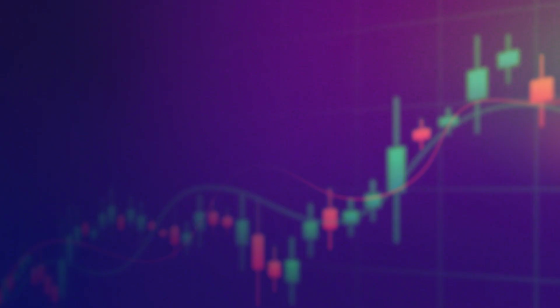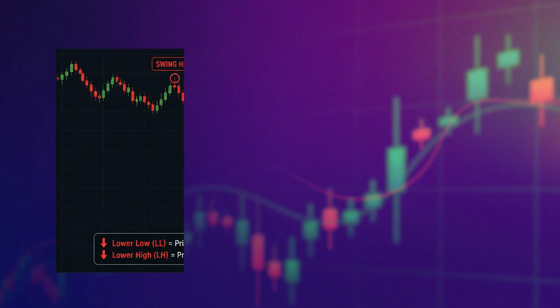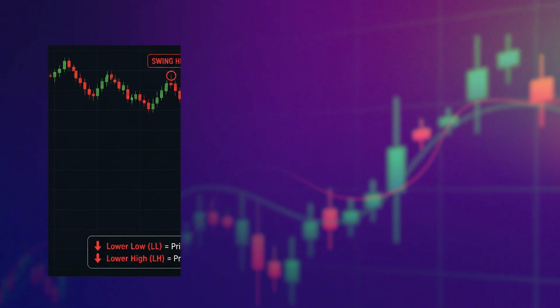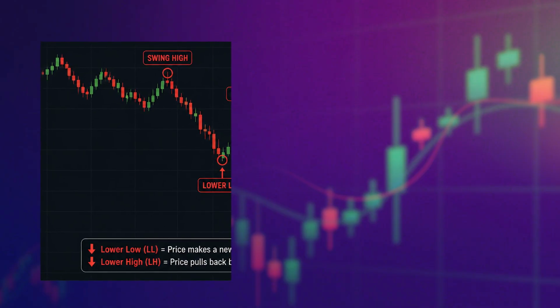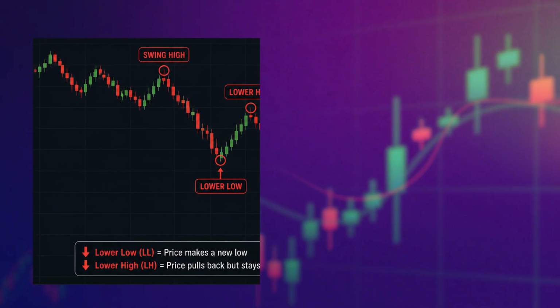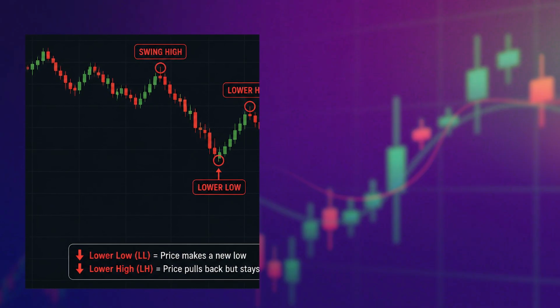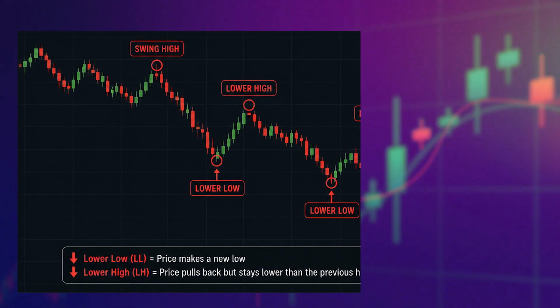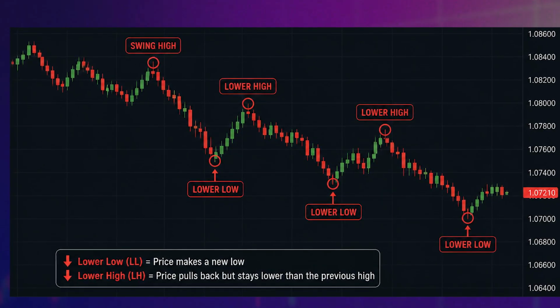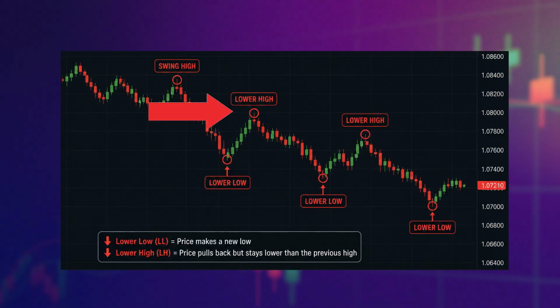Now exactly opposite. When price tries to go up but fails, then it drops lower than the previous lows. It tries again, but still cannot go higher, and then it falls even more. So this shows weakness, and this is what we call a lower high and lower low.